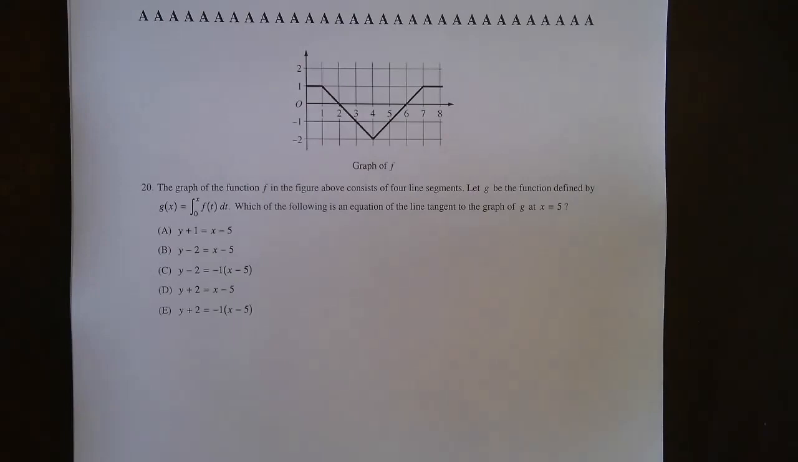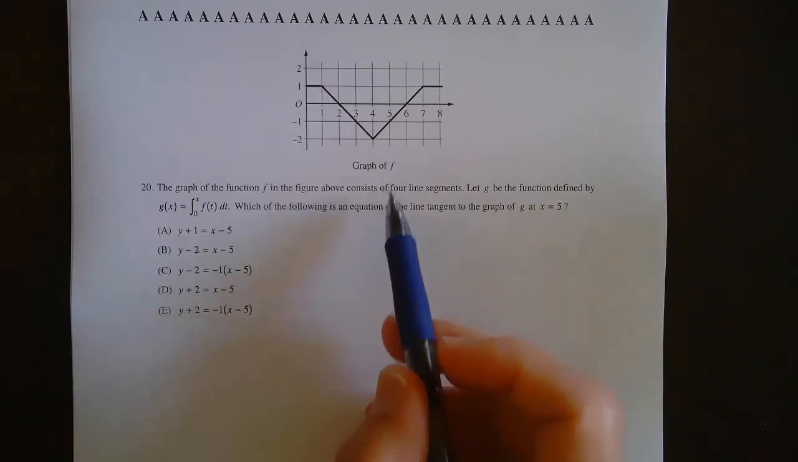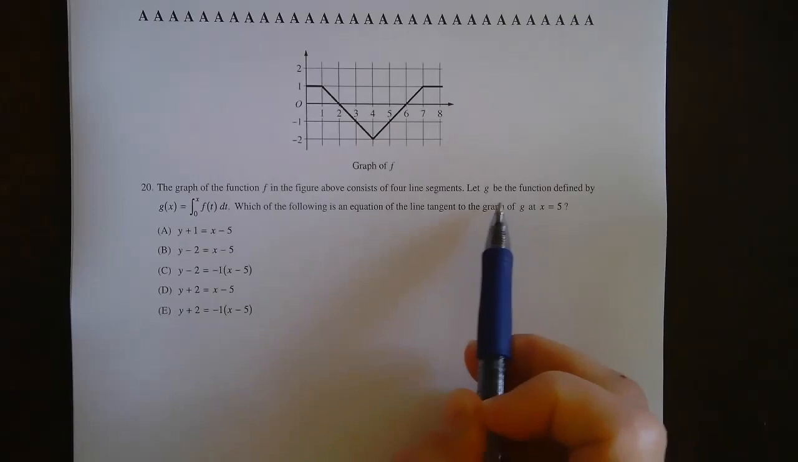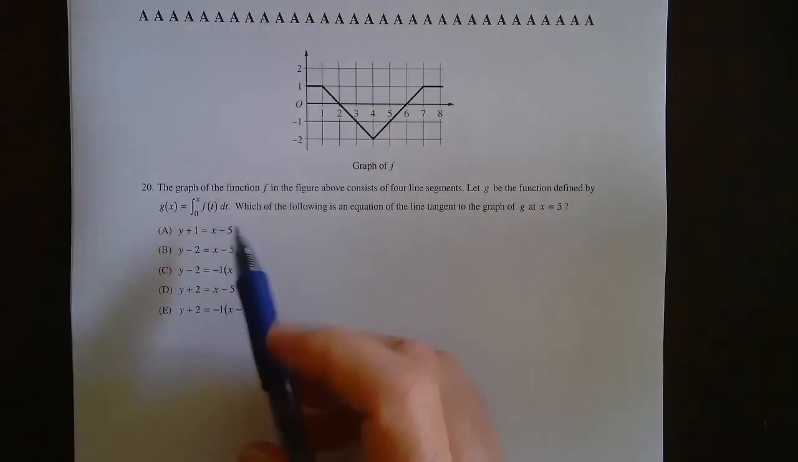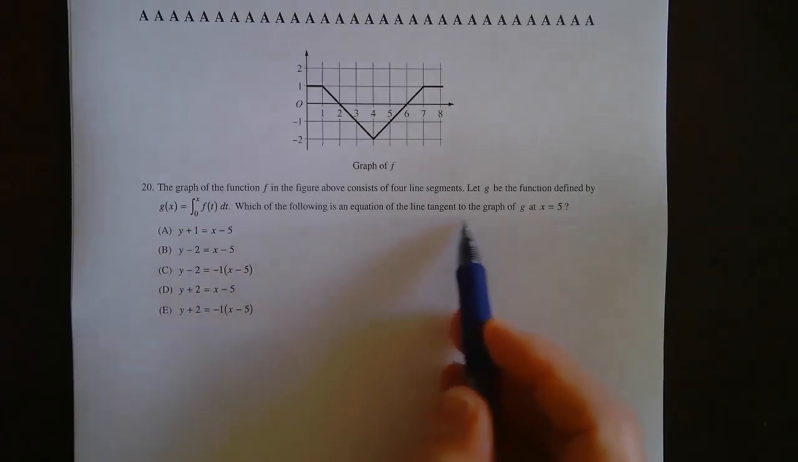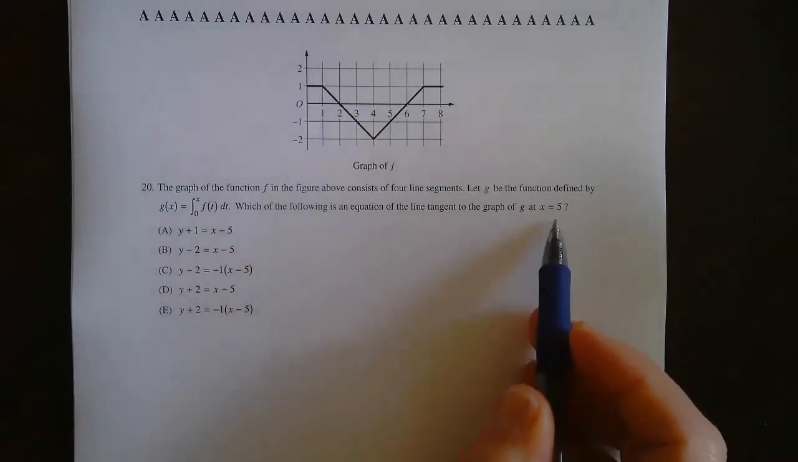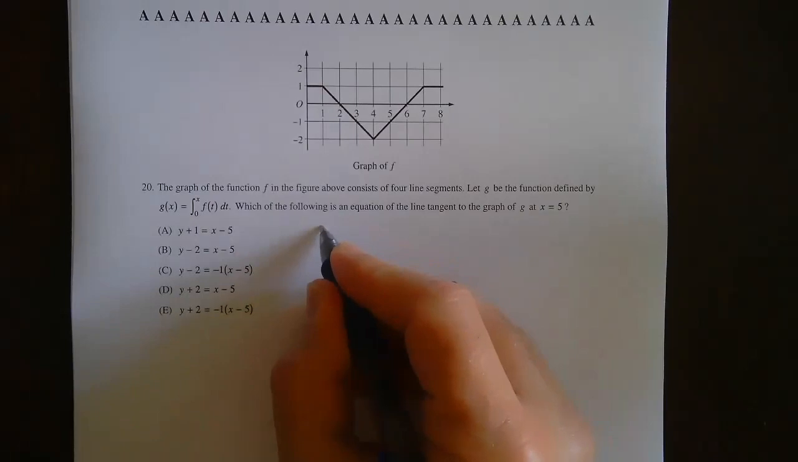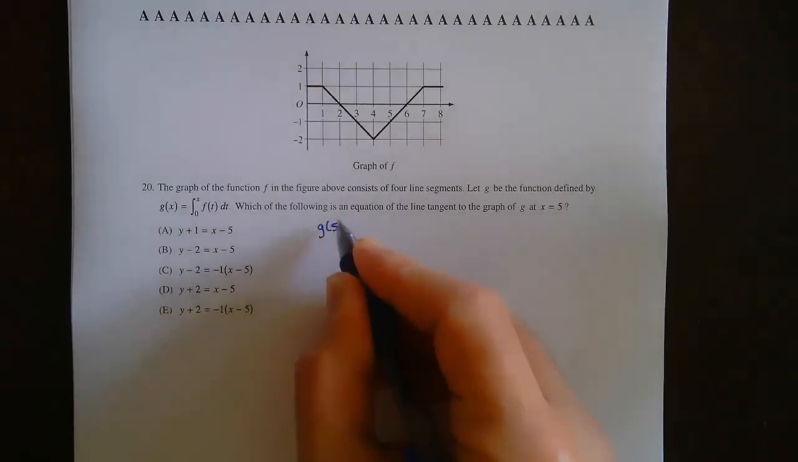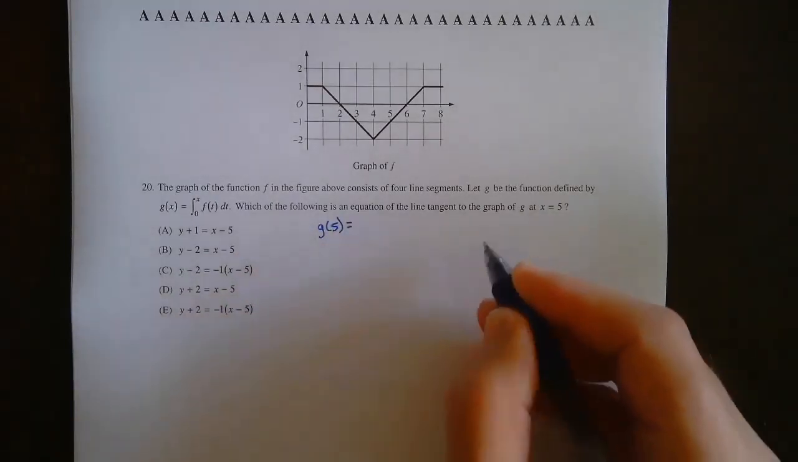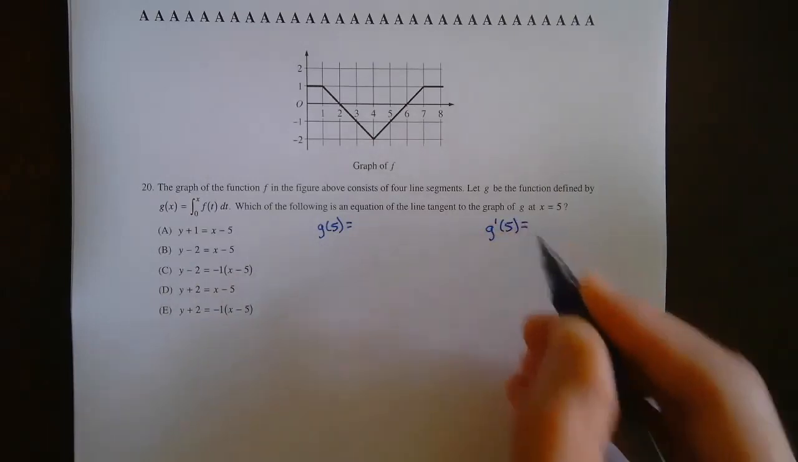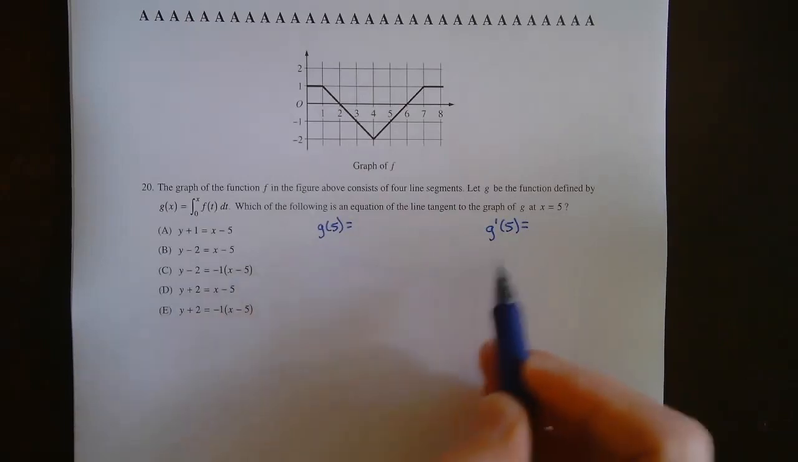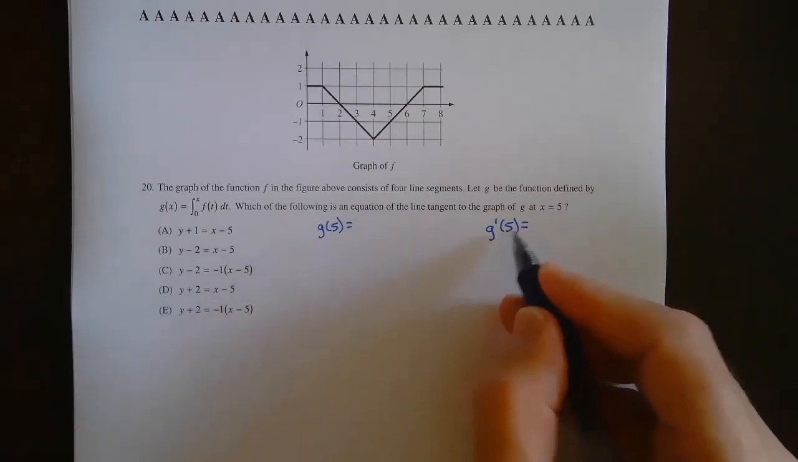Okay, so for number 20, we're given the graph of f, right? And we're given the function g, and g of x is defined as an integral function. We want to find the line tangent to the graph of g at x equals 5, right? So we need to find g of 5, because that'll be the point, and then we need our slope at 5, so g prime of 5. So we need our slope and our point, okay? So g prime of 5, let's do this one first.